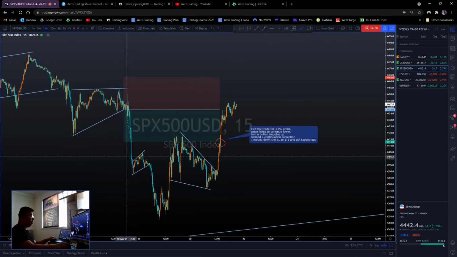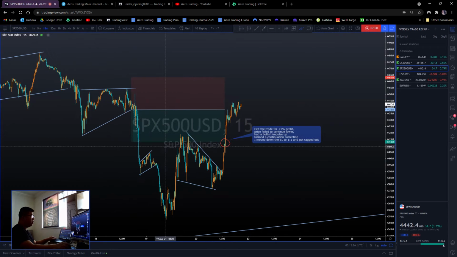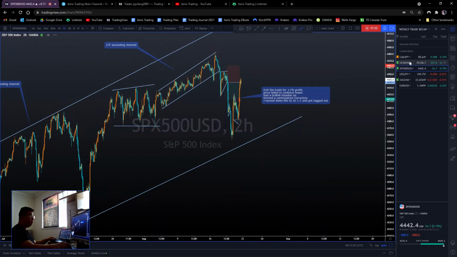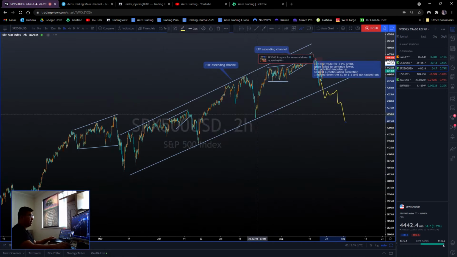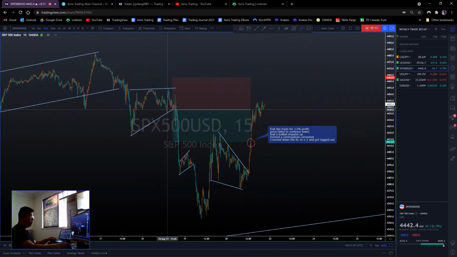Understand that when you are in a position, you should have a plan on how you're going to manage it. And my plan for both Dow Jones and S&P was to hold it for longer term because I was expecting price to break out and then continue, basically push off this next bearish run. But in this case, it did not. So I still stick to my management.